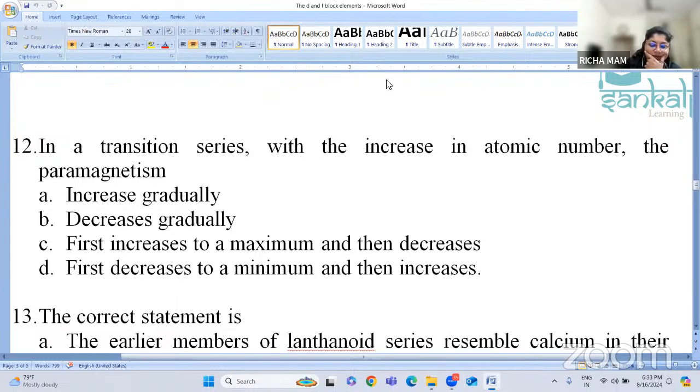What do you mean by paramagnetism, students? What do you mean by paramagnetism? So what happens to paramagnetism? They have asked. Any idea about what you mean by it? More number of unpaired electrons are present. Shri Varuni has answered it. More number of unpaired electrons are present. Now, how does paramagnetism affect?